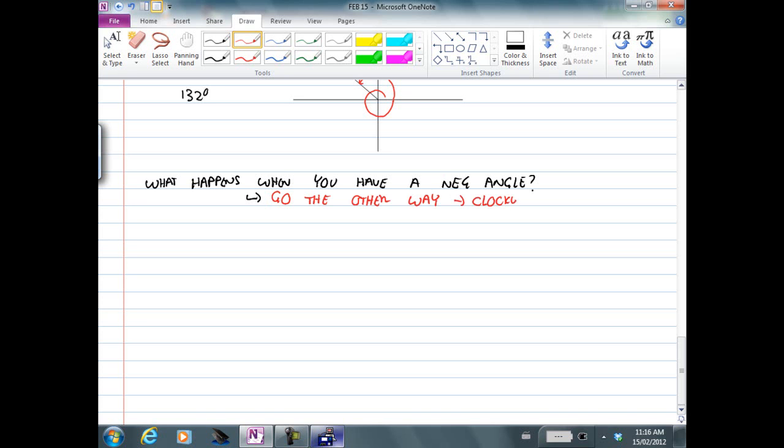So I'm going to give you a question. We're going to work through this together. Theta equals negative 220 degrees. Plot it in, show me my snail trail, and tell me what quadrant you're in.